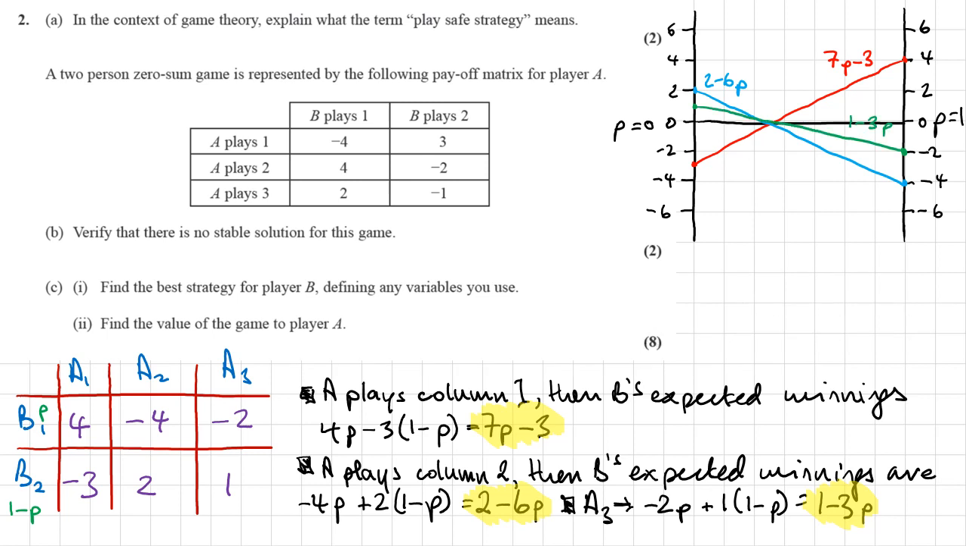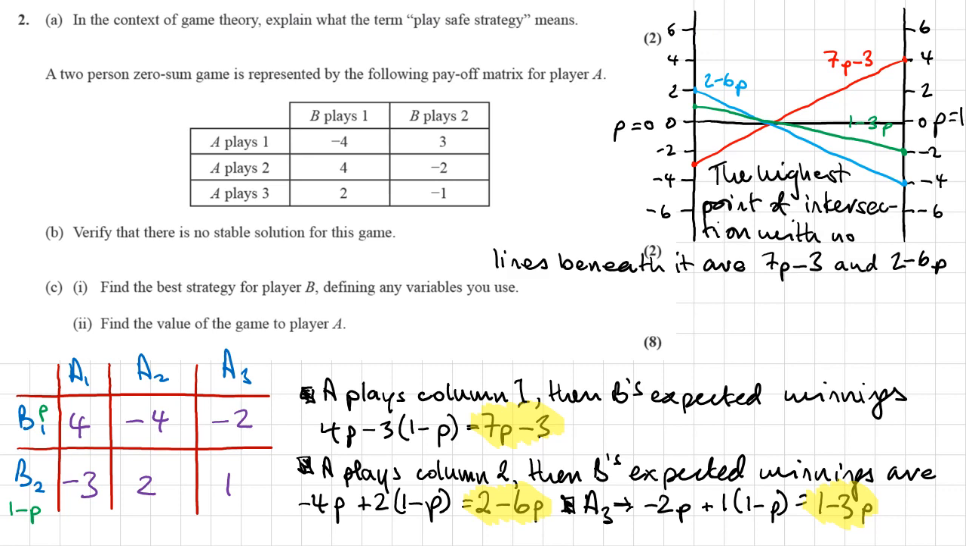So I'm looking for the highest point of intersection between the two lines that has no lines beneath it, and that's just about, you can just see it, the intersection of the red and blue line. So that's the intersection of 7P minus 3 and 2 minus 6P. So now what we need to do is to solve those simultaneously. So 7P minus 3, we're finding the intersection of those two lines, is equal to 2 minus 6P.